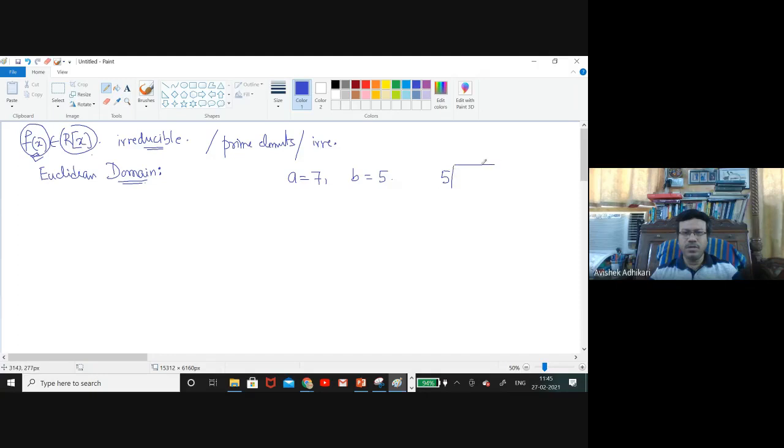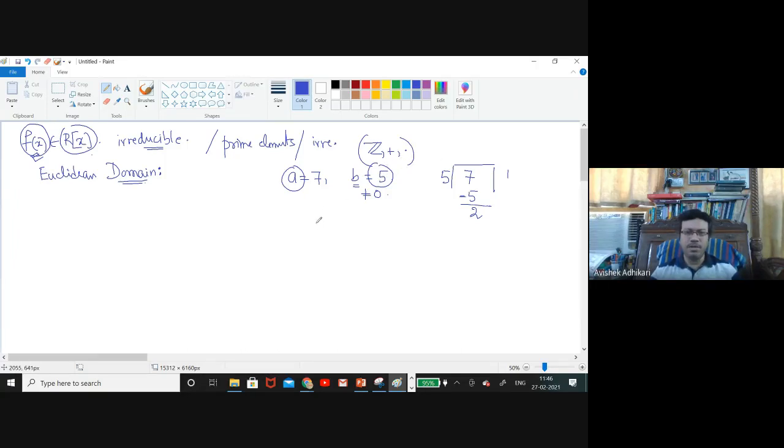You are going to divide 7 by 5. What would be the quotient? The quotient will be, of course, 1, and here 2 is the remainder. That means if we take any two elements from Z with, of course, b not equal to 0, then you can always divide a by b. That is the confidence we already have within the ring Z, plus, dot. So we all know what we mean by division.